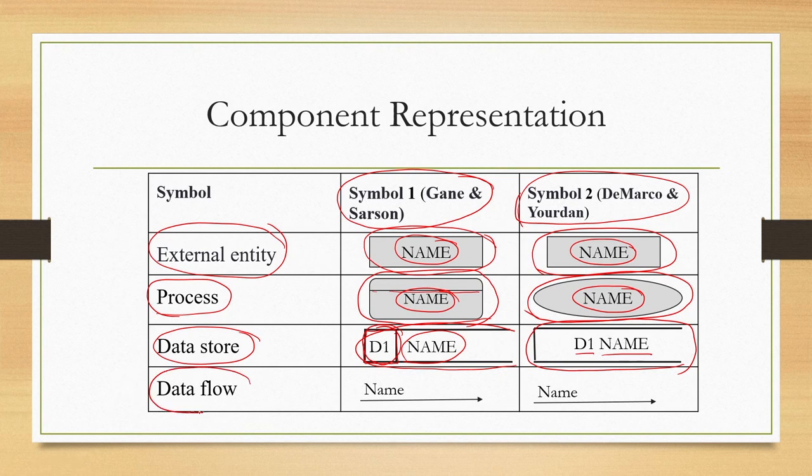For data flow, the other component, the notation used is the same in both the symbol sets, an arrow with a label which indicates the name of the data flow. In both the cases, the notation used is the same. So, when we are trying to express some design using a DFD, we should stick to either symbol 1 or symbol 2. We should not mix notations from these two symbol sets.